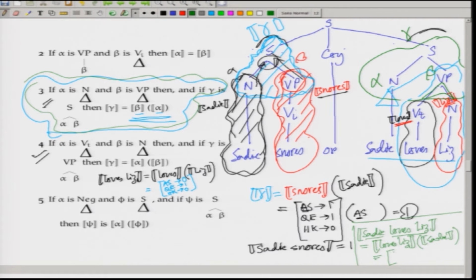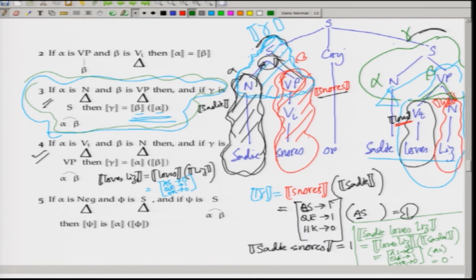We have seen previously that S goes to 1, Q E goes to 0, sorry, S goes to 0, Q S goes to 0 1, and HK once again goes to 0. So it is 0 1 0, and then the denotation of SADI is AS, and as a result of that it gives us 0. We say that this says that SADI does not love Liz.